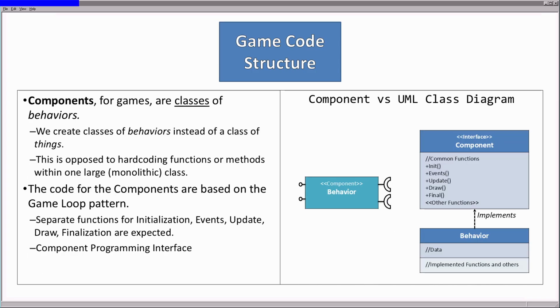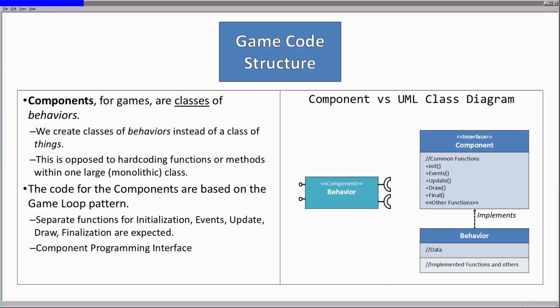Components for a game are classes of behaviors. We create classes of behaviors instead of classes of things. This is opposed to hard-coding functions or methods within one large monolithic class, meaning we're writing everything in one programming file, or we're writing all the code in one main method.